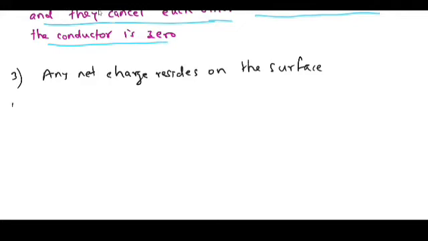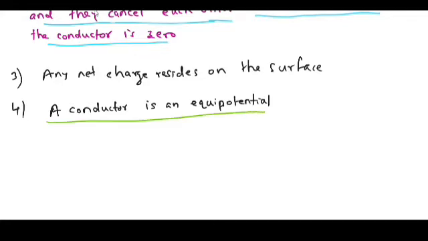Now let us go to the fourth point, that is, a conductor is an equipotential. Which means at every point on the conductor, the potential will be the same. That is, the surface of the conductor is an equipotential surface.